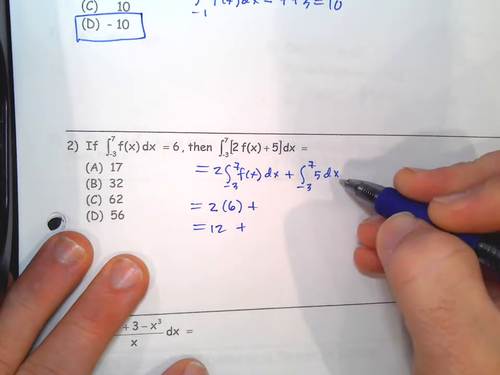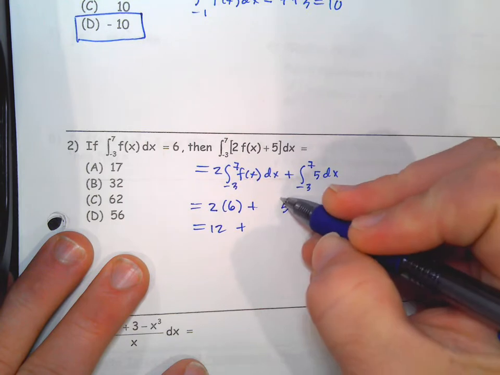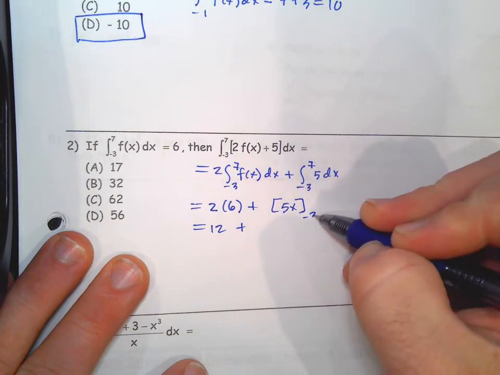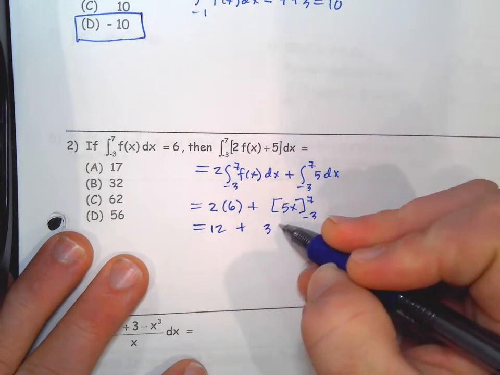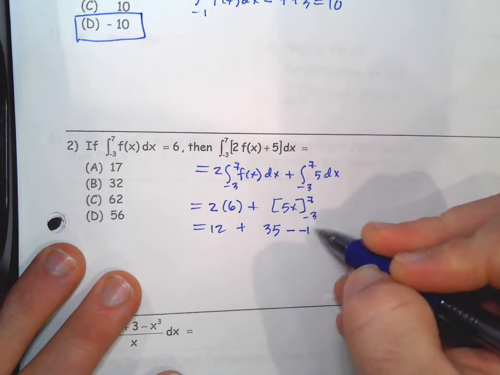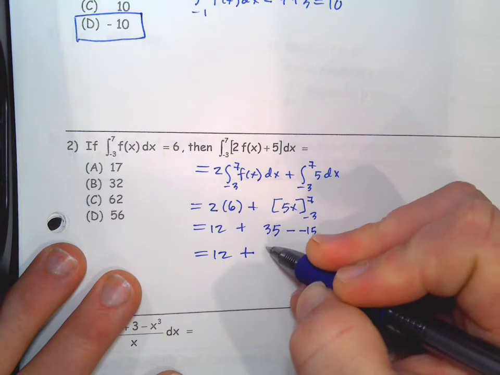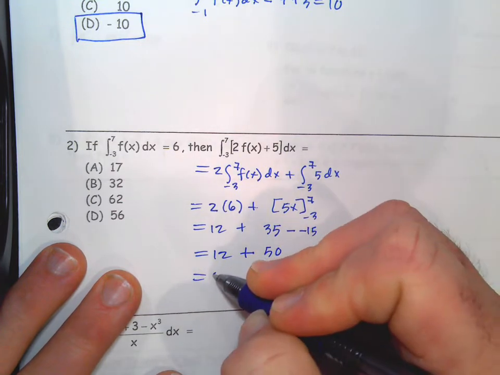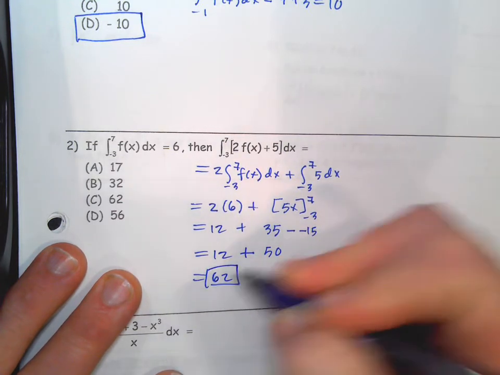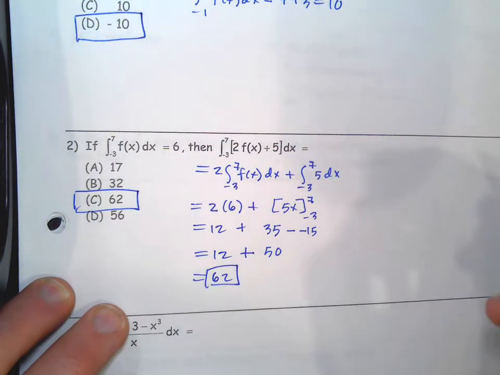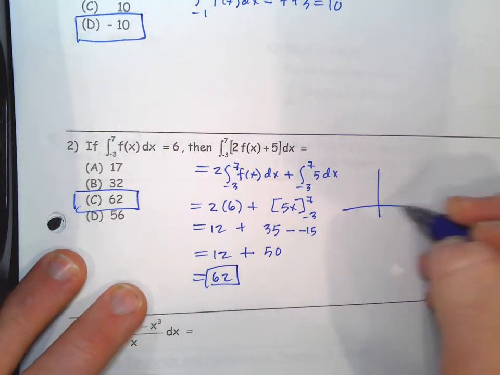Now this next one, you could either integrate it, find the antiderivative, plug the limits in, and eventually get 50. Add that to 12, you get 62, which is answer C. But maybe the easier way is just to use geometry.